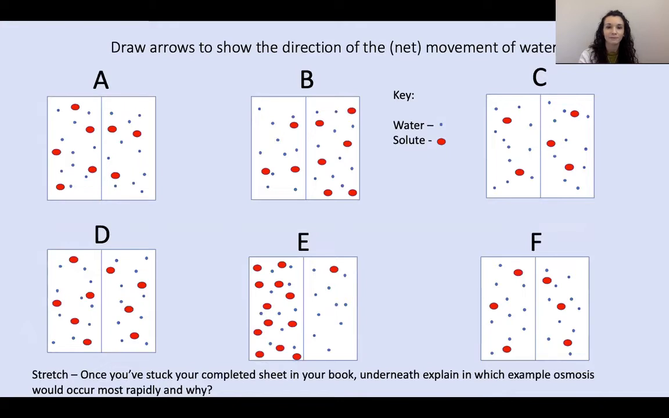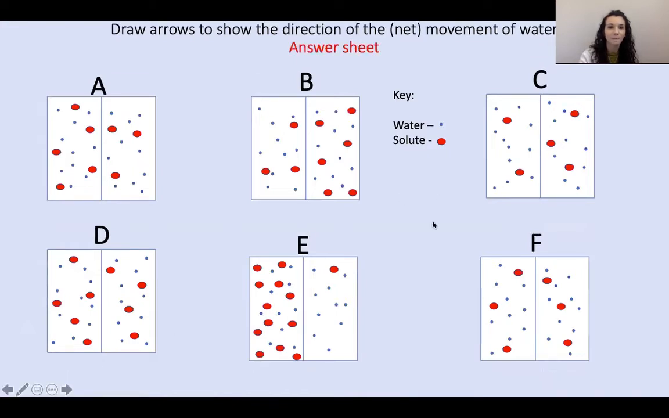Well done. So in the first one, there are more water molecules on this right-hand side than there are solute molecules. So there is a higher water concentration this side. So water molecules would move by osmosis over to this side. Okay, so that's A. In B, there's a higher concentration of water molecules over here on this left-hand side than there is on this right-hand side. So water would move in this direction.